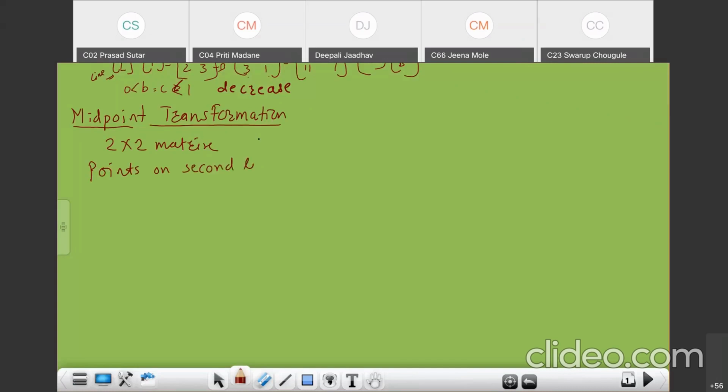second line means the line which is transformed have a 1-to-1 correspondence with points on the first line. Okay, the points on the second line have a 1-to-1 correspondence with points on the first line. How to show it?